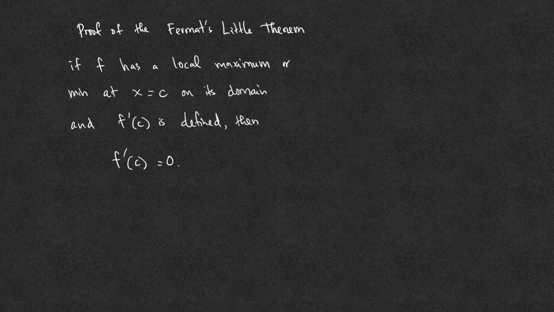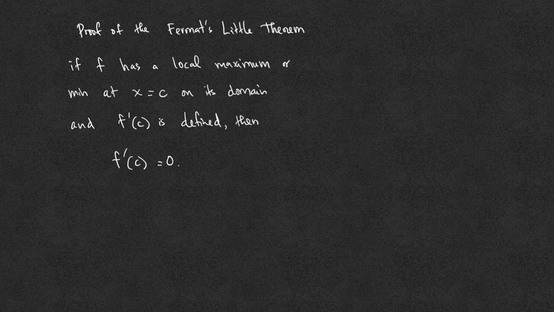Fermat's theorem states that if f has a local maximum or minimum at x equals c on its domain, and f prime of c is defined, then f prime of c must be 0.